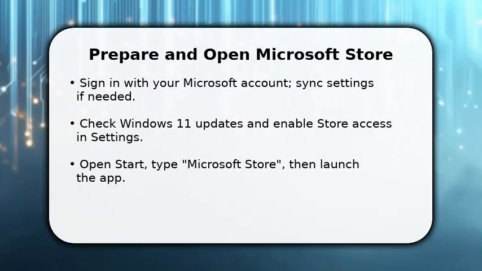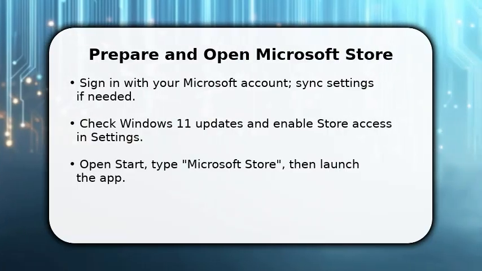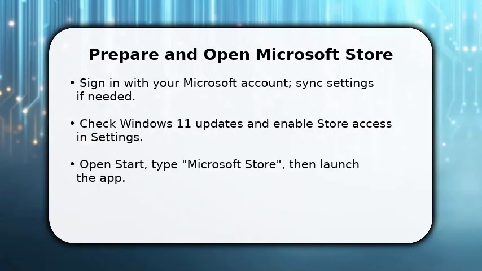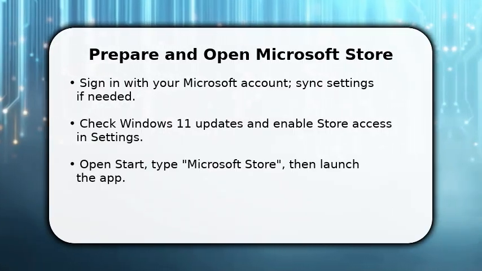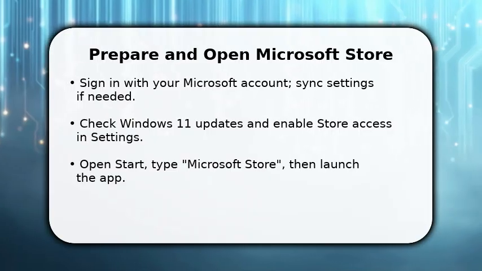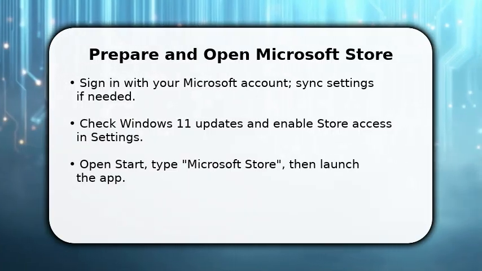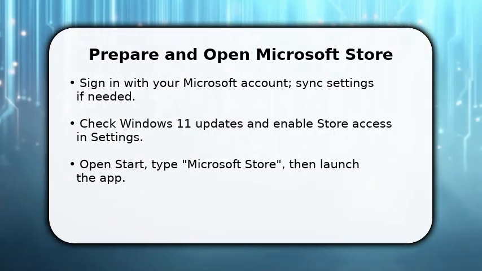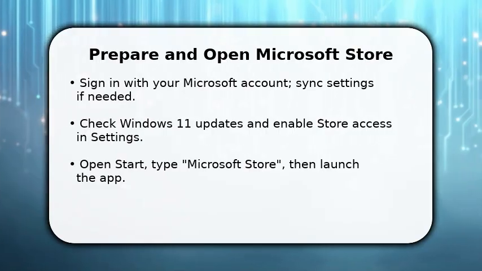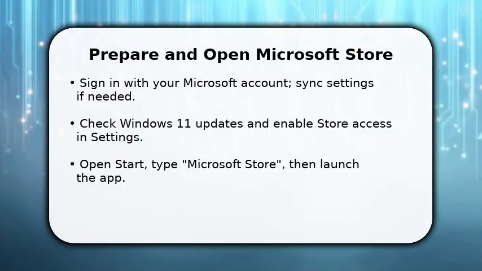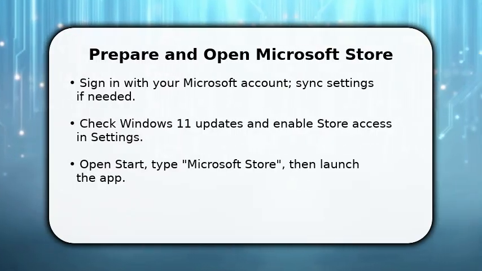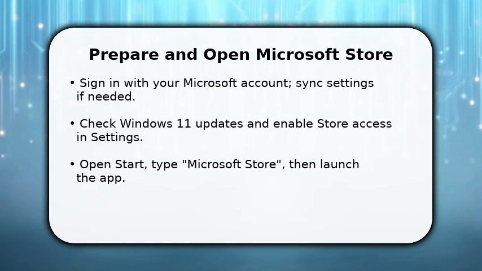You start by signing into the Microsoft account that will own purchases and app licenses. Once signed in, make sure Windows 11 is up to date and store access isn't blocked by parental controls or policies. Next, open Start, type Microsoft Store, and launch it. This gets you into the app quickly so you can search, browse, and manage installs. Once done, check the top right account icon to confirm your signed-in identity before moving to browsing and downloads.